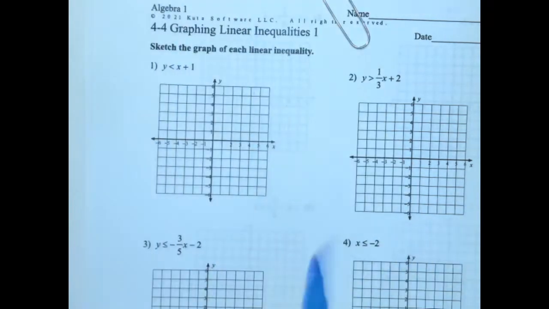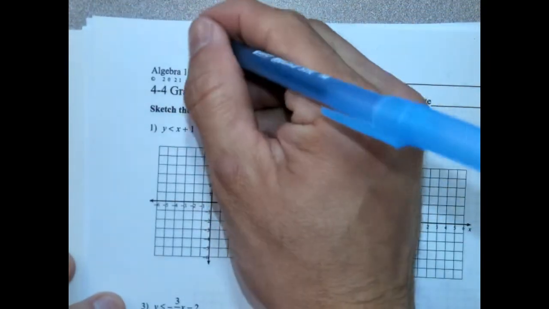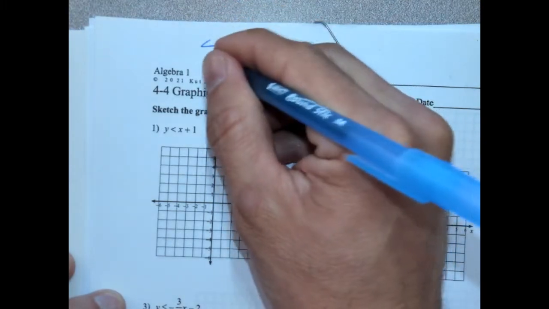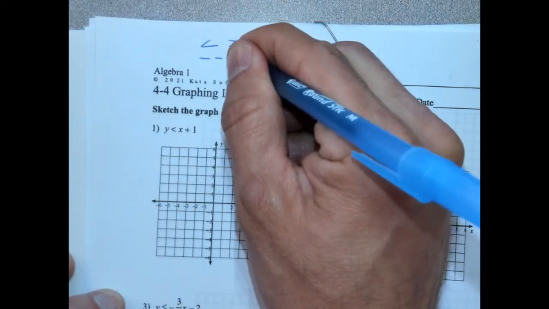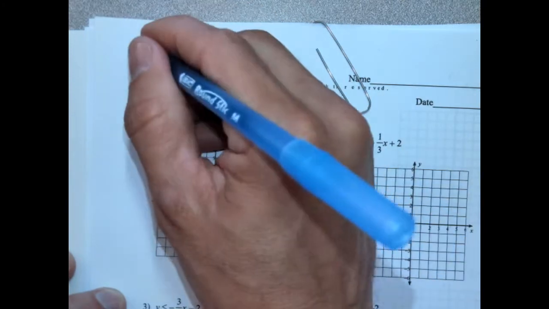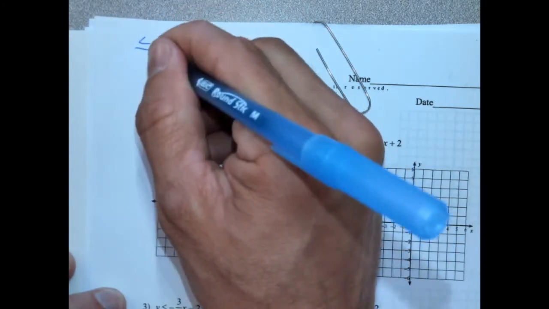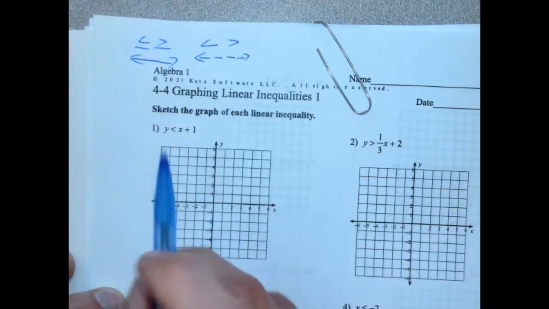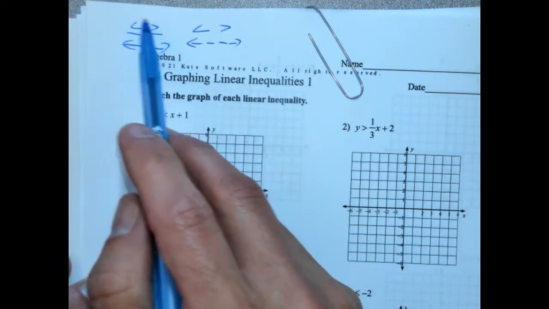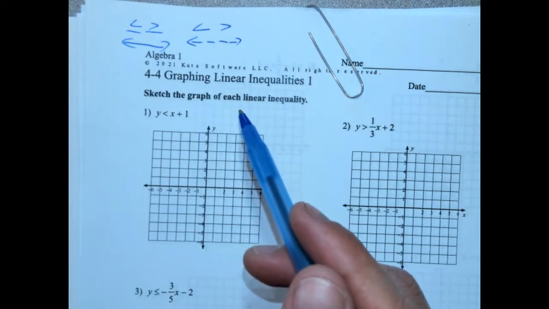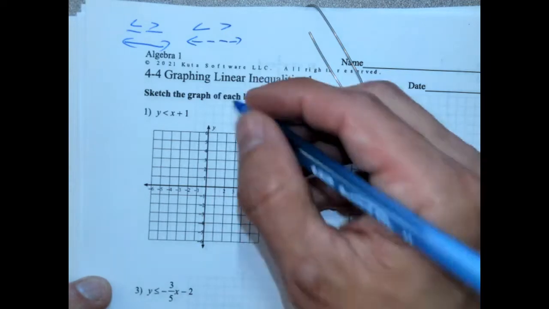So first thing we need to remember is that if we see less than or greater than, our line is going to be a dotted line because it's considered not inclusive. And if it's less than or equal to or greater than or equal to, it's going to be a solid line because it is considered inclusive. Because basically, if it's one of these, the line would be part of the solution. Okay, so let's graph this like we would a normal linear equation.